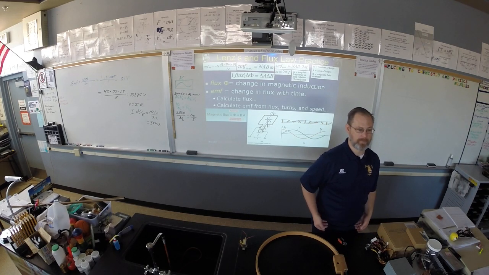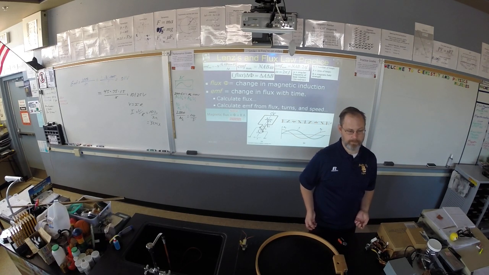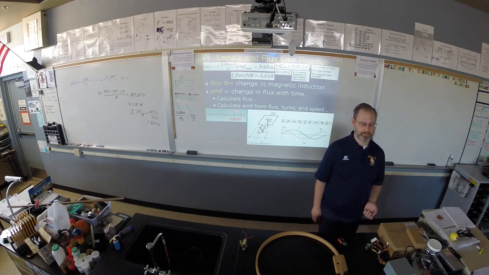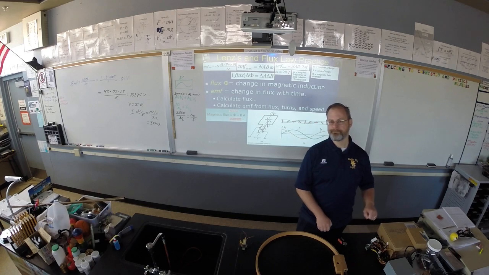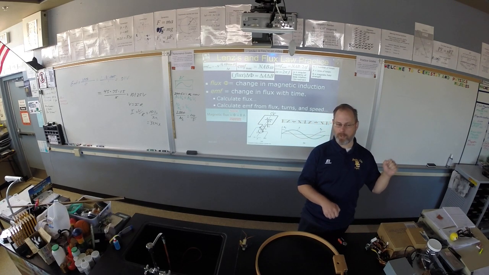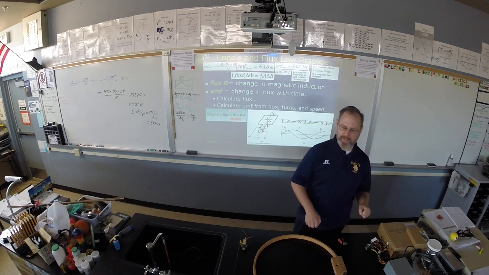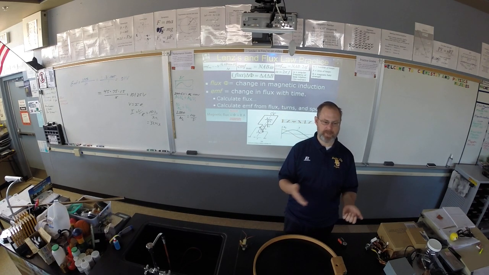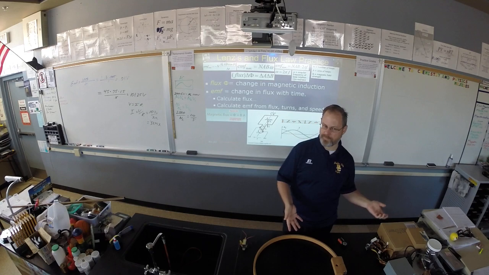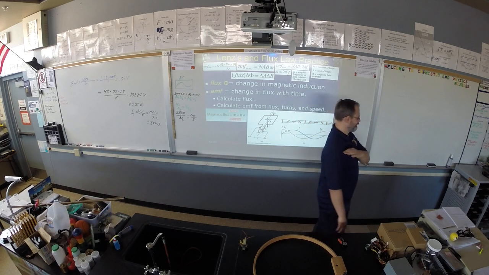Question: on the board, where it says EMF equals, why is it negative? Because of the cosine. The change in cosine makes it a negative value, so it's negative of a negative, so simply not worrying about it.